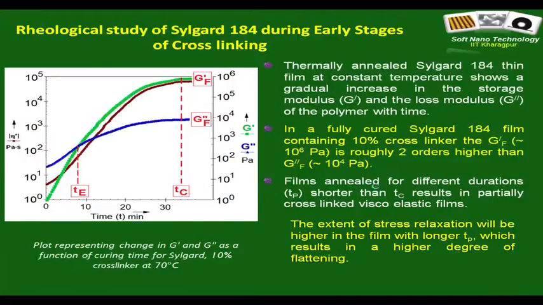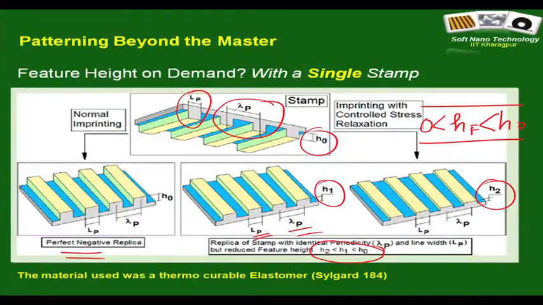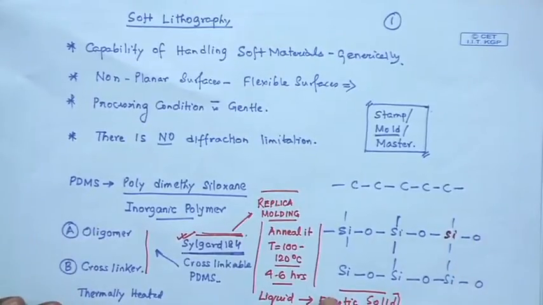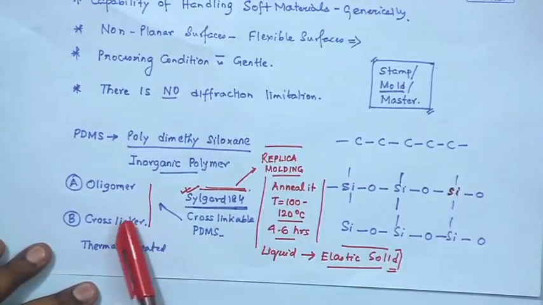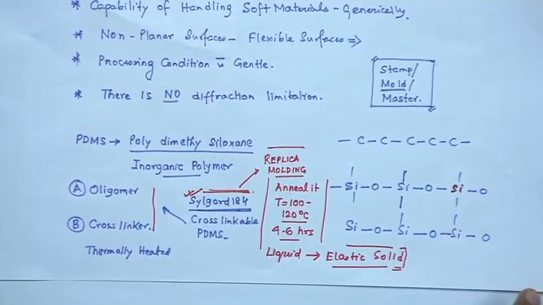So, you might be interested to do some combinatorial experiment, and this will be very, very useful. So, how do you do it? You in fact do it by using a concept that we have come across during replica molding. And what is replica molding? If you remember, when we talked about replica molding, we took Sylgard. I mentioned clearly that Sylgard initially, even when you mix the oligomer and the crosslinker, part A and part B, is a pure liquid. Then you anneal it for some duration, some 4 to 6 hours, and it becomes an elastomeric solid.